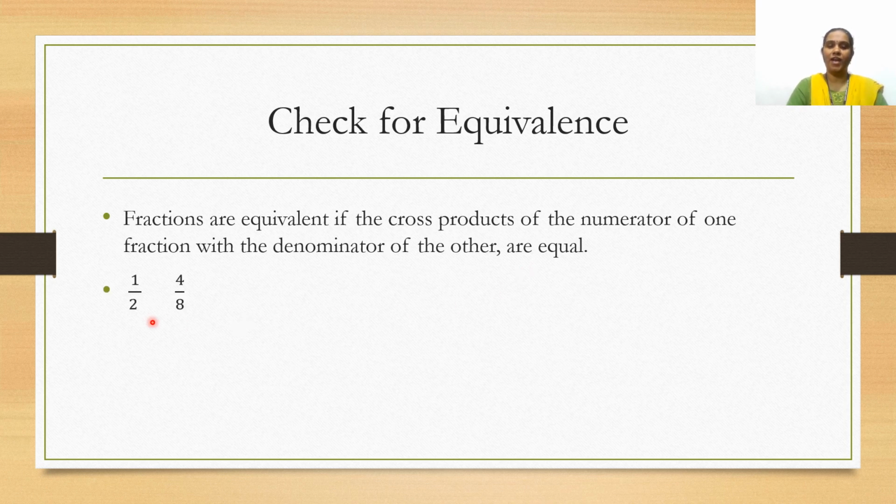Let us consider this fraction 1 by 2 and 4 by 8. Cross multiply the numerator of this 1 by 2 and the denominator of this fraction 4 by 8. 1 into 8, which is 8. Now multiply the numerator of this fraction 4 by the denominator of this fraction 1 by 2. 4 into 2, 8. So we are getting 8. The product is 8 for both the cases. Therefore, 1 by 2 and 4 by 8 are said to be equivalent. See here, 1 into 8 is same as 2 into 4 is 8. Therefore, they are equivalent fractions.